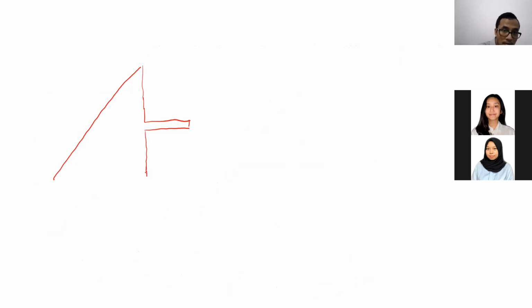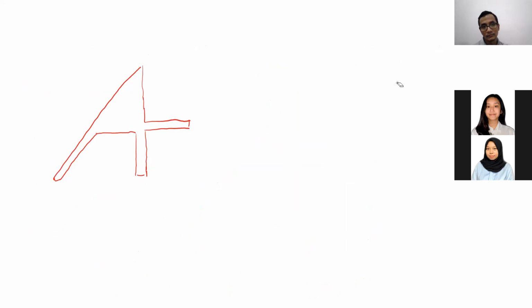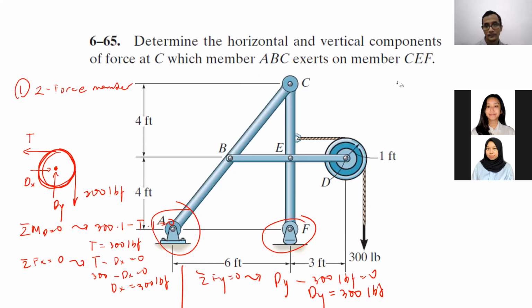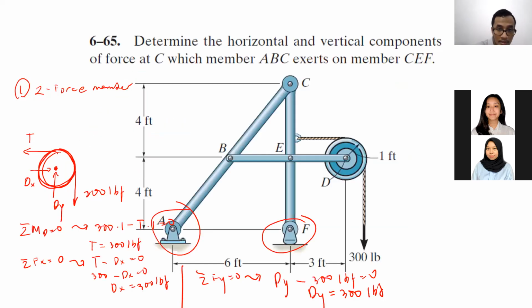So this one is the whole free body diagram. I just want to solve for the full free body diagram first. So I draw all of these members together, but the pulley, I already replaced the pulley with force. Can you help me to draw all the forces which are happening here, Audrey? Yes. This one is A. This one is F.